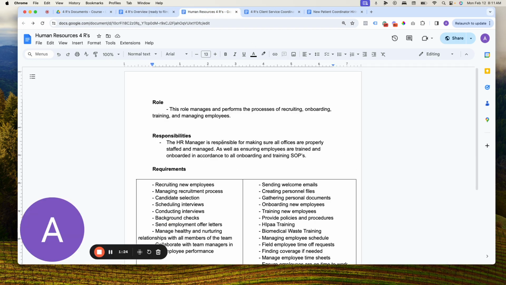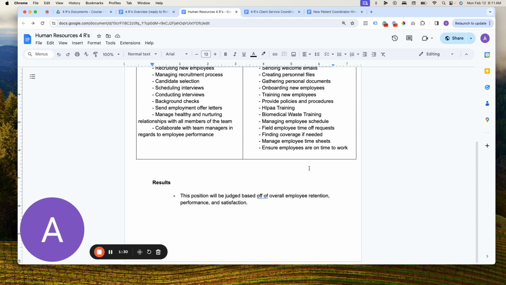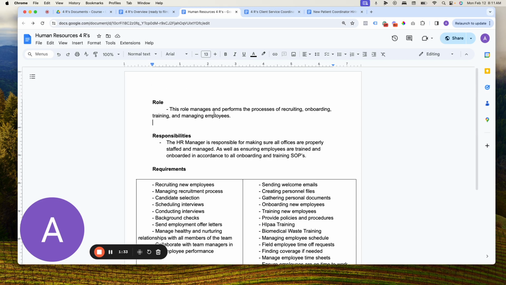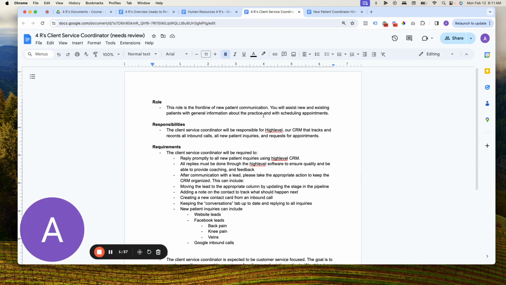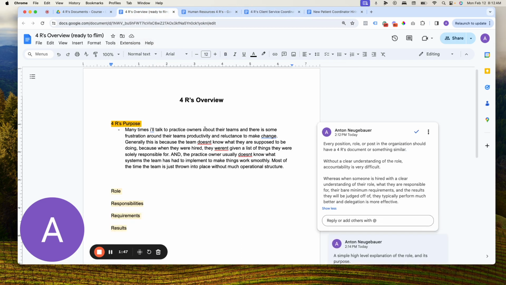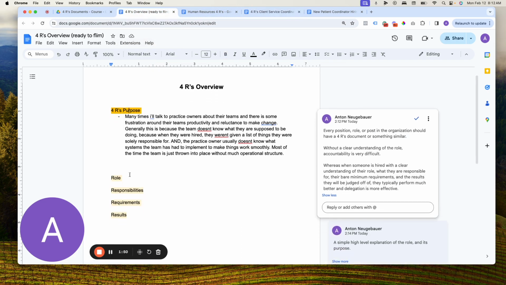So this is one for HR. This is for somebody who is exclusively hiring in your practice, or this could even be the office manager's role. Role, responsibilities, requirements, results. Client service communicator, role, responsibilities, requirements, results. I'll give you these. This is just the basics. At the end of the day, what does this role do for the organization to move it forward?